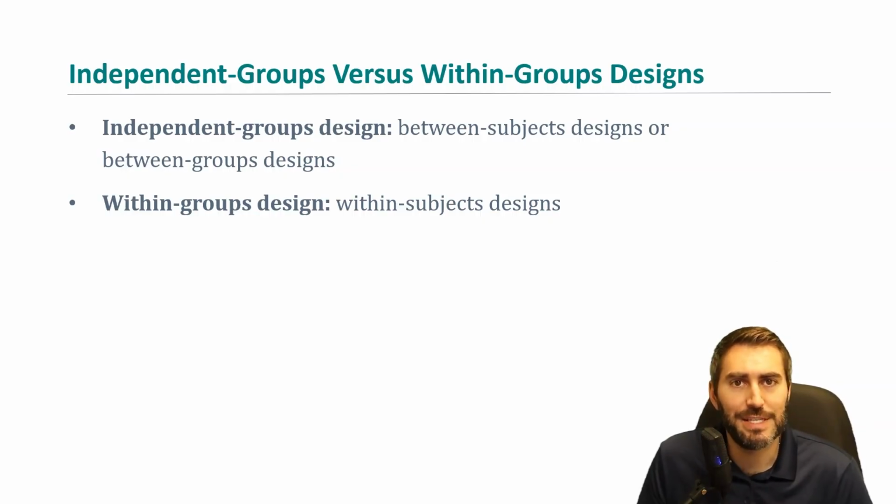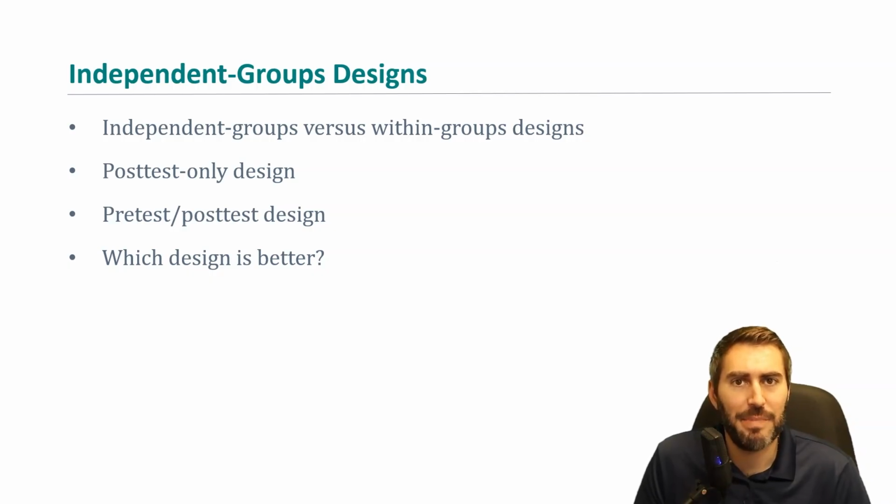A within groups design is when there's only one group of participants and every single person is exposed to all levels of the independent variable. If we did the poster study this way, every student would experience both poster conditions at different times. Let's talk more about independent groups designs. We'll break down some of the different ways we can structure and design these types of studies.